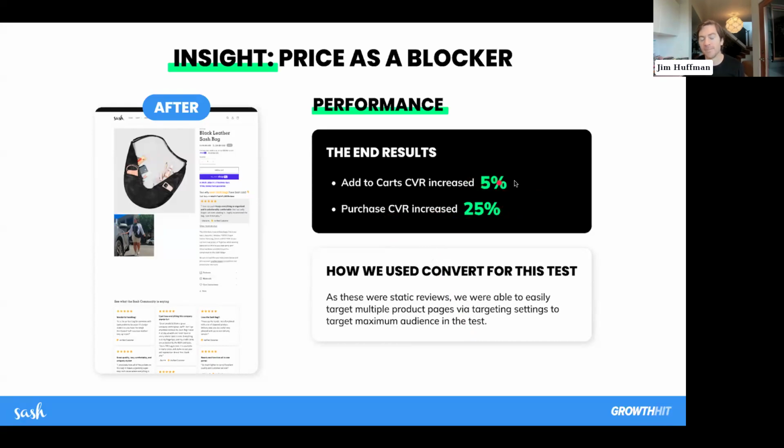and then the add to carts by 5%. And how we used Convert to do this was we took some of the flagship products, product detail pages, and we're able to add in just static images showing the reviews to really test if this works. And then once it works, it validates the website development team investing in coding this across the website. So Convert allowed us to kind of move quickly in an agile way to test this one.